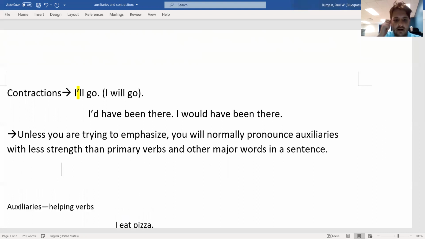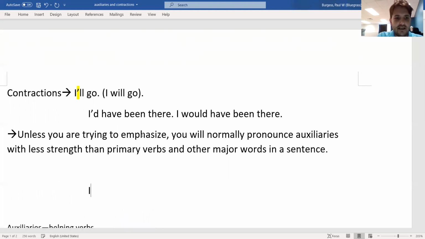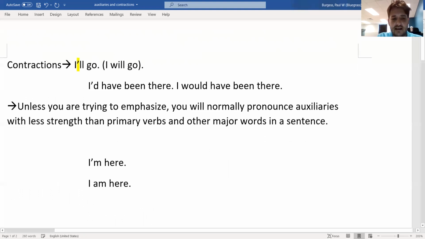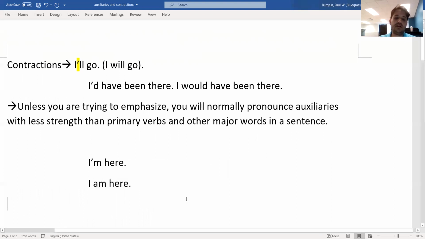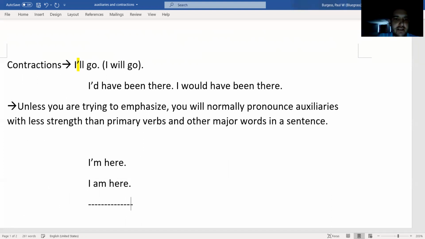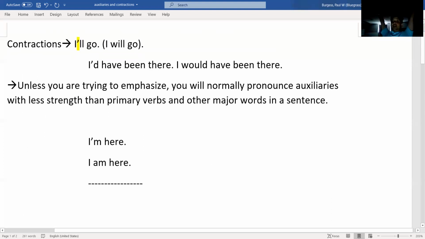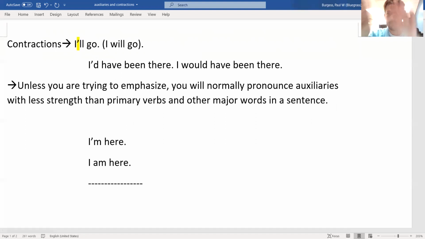Okay, so the reason that we say I'm here is that am, the linking verb from to be, is not really that strong. I am here sounds like I'm arguing with you. No, you're not. Yes, I am. All right. With other situations, this can help us distinguish between similar looking forms.